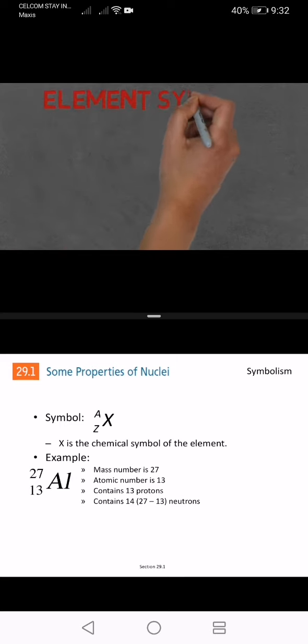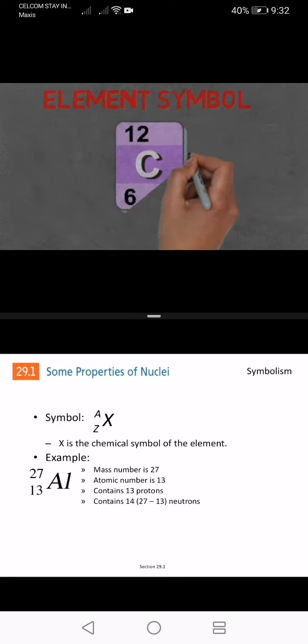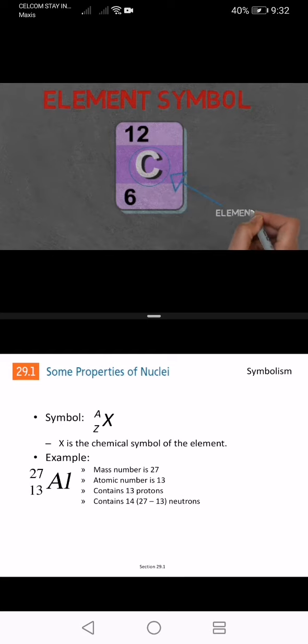So if we look at an element on the periodic table, for example, carbon, we see that it has 2 sets of numbers and a letter. The C is carbon's element symbol, and this is how it is represented in chemical formulas. For example, CO2, so what we breathe out, the C stands for carbon, and the O stands for oxygen.